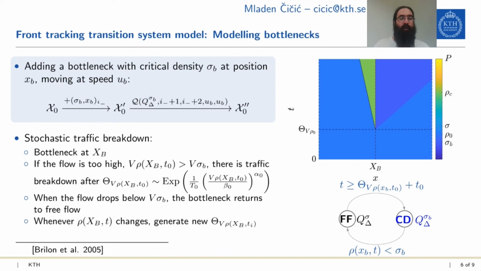Now, if this congestion is dissipated at some point and the flow at the bottleneck drops below the dissipating flow, then we say that this bottleneck returns to free flow. Another interesting thing to note is that while the bottleneck is in free flow, we keep regenerating the theta whenever the traffic density at the bottleneck changes. And since this theta is exponentially distributed, we can do this as often as we want, and it does not really change the overall behavior of the system.